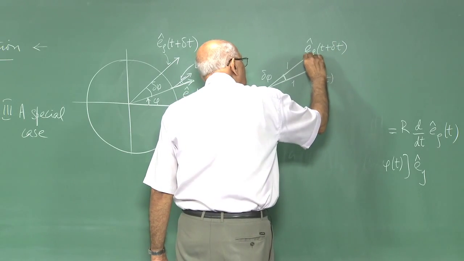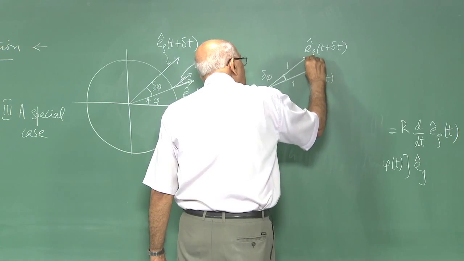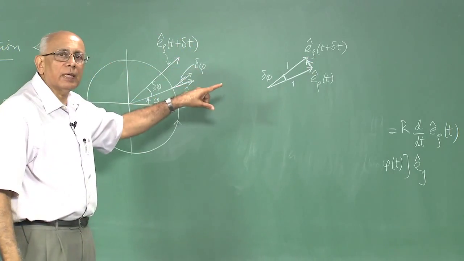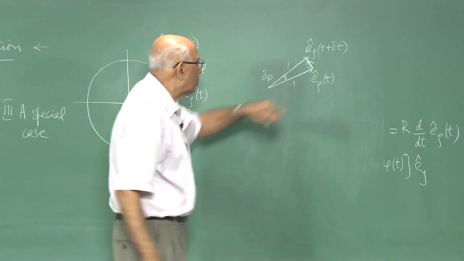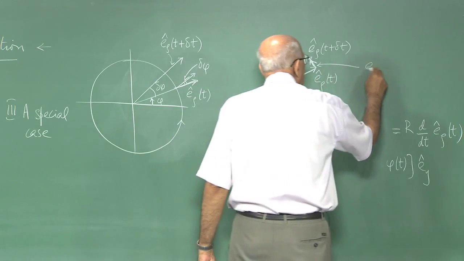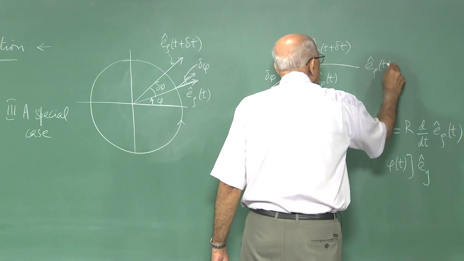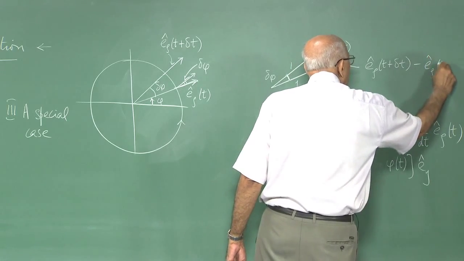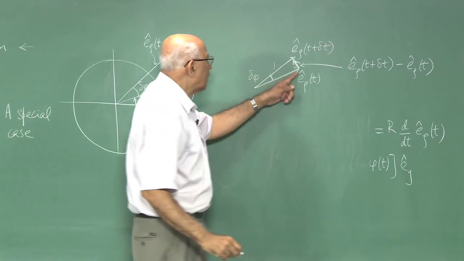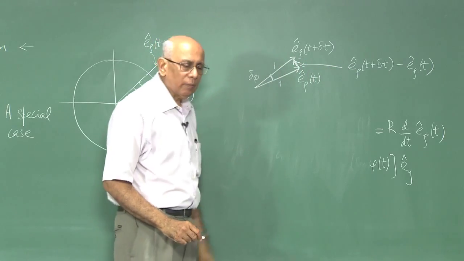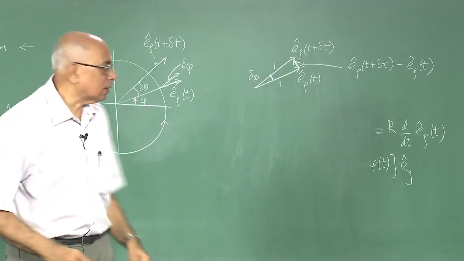and it is quite clear by the addition of vectors that this vector here pointing this direction is the difference between E rho at t plus delta t and E rho at time t. So this vector here is E rho at time t plus delta t minus E rho at time t, because E rho at time t plus this difference is equal to E rho at t plus delta t by the triangle rule for the addition of vectors.